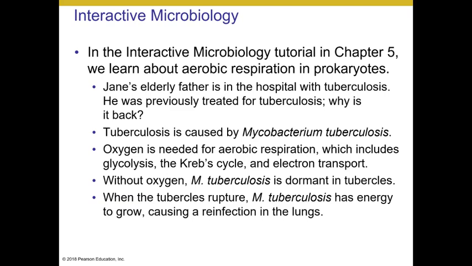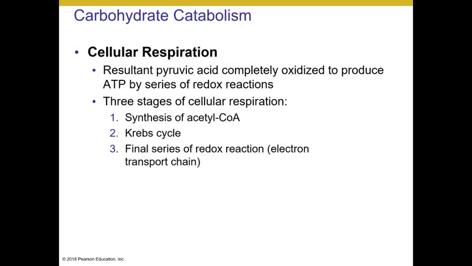Nursing relevance: this is why latent TB can become active TB later in life, especially in older adults or immunocompromised patients. NCLEX tip: always assess for reactivation of TB in patients with immune suppression, HIV, chemo, elderly. If oxygen is available, microbes go beyond glycolysis into cellular respiration, which is way more efficient. It includes 1, synthesis of acetyl-CoA, 2, Krebs cycle, and 3, electron transport chain. These steps happen in a specific order, generating a lot more ATP. Fun fact: aerobic respiration yields about 34 ATP, while fermentation yields only 2.